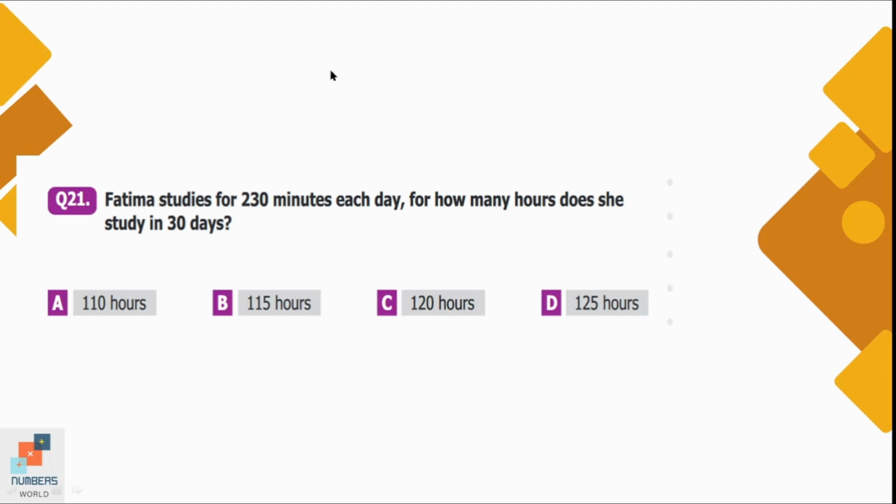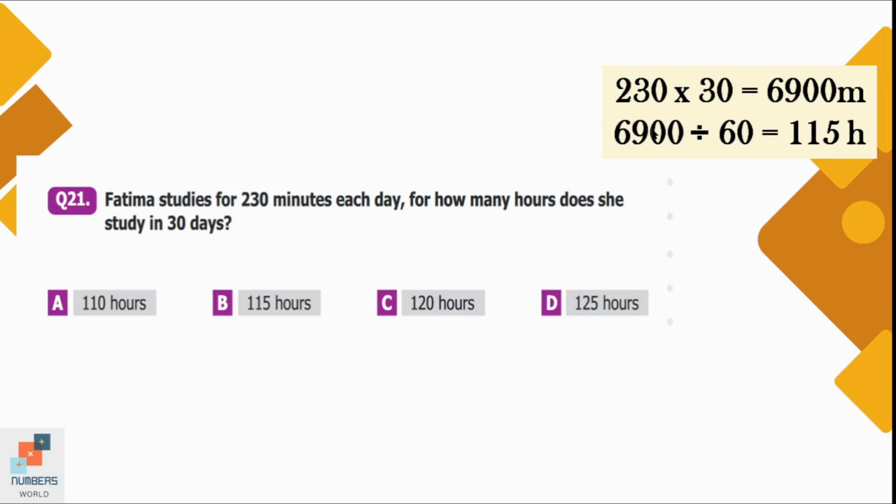Question number 21. Fatima studies for 230 minutes each day. For how many hours does she study in 30 days? To find out the total minutes, we will multiply 230 by 30, that is equal to 6,900 minutes. Now, to convert minutes into hours, we will divide the number by 60, which is equal to 115 hours. So option B is the correct option here.